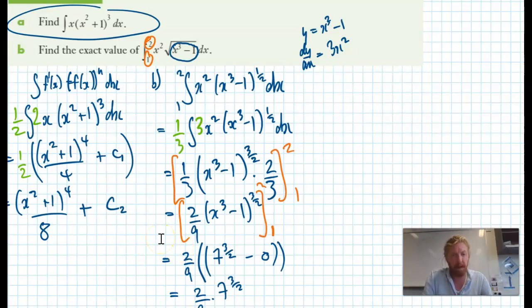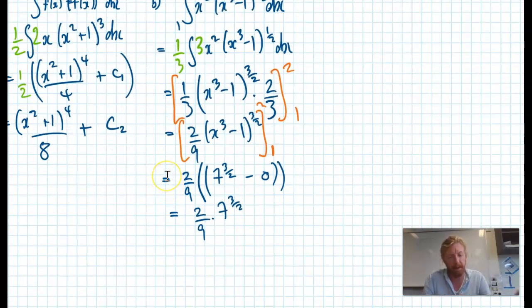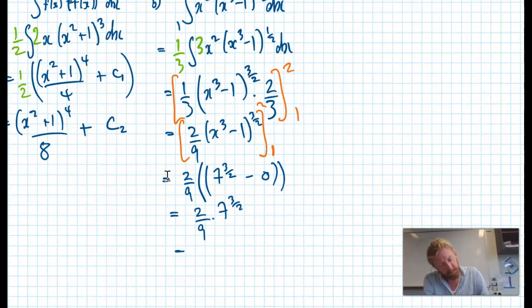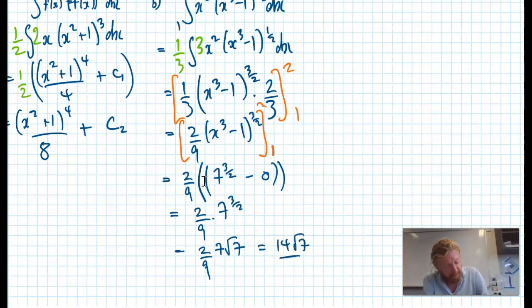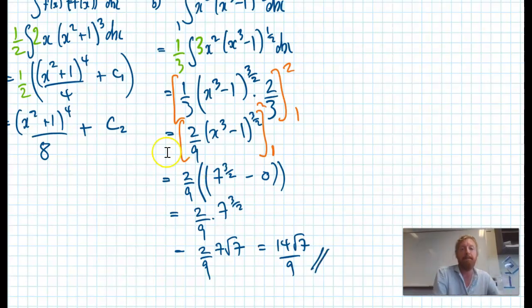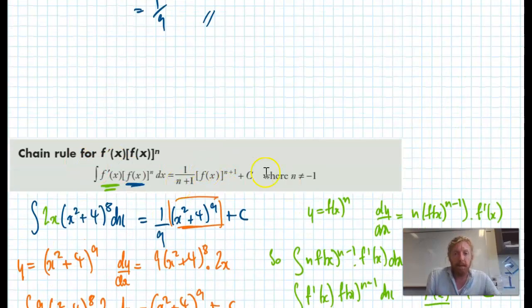Yeah, we could probably tidy it up a little bit. Let's just give it a quick go here. Equals 2 on 9. And then that will be, well, the 3 on 2 power, that's 1.5, isn't it? So that would be 7 root 7. Should be 14 root 7 on 9. Okay, a little bit nicer. But you've got your answer here. You're done. That's it, guys. This is the big one that we want to remember.